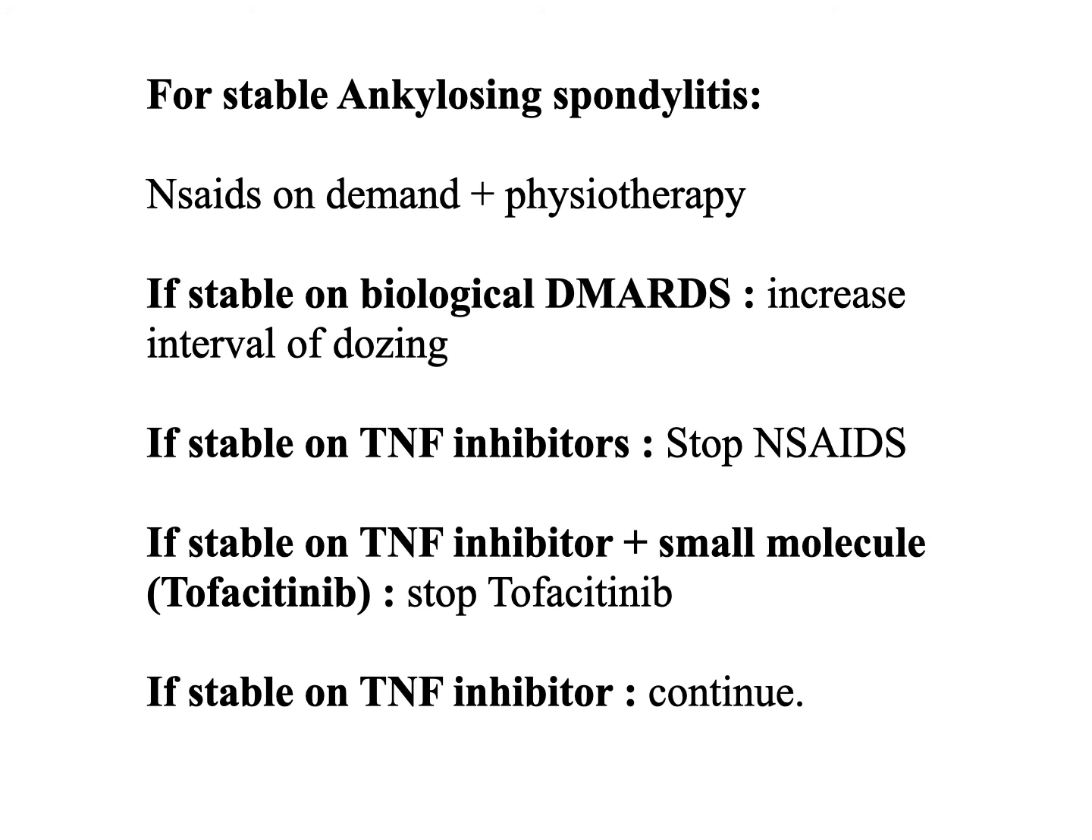For stable ankylosing spondylitis, NSAIDs on demand are given and physiotherapy is given. If the patient is stable on biological DMARDs like sulfasalazine, increase the interval of dosing. If the patient is stable on TNF inhibitor, then NSAIDs are stopped. If the patient is stable on TNF inhibitor and a small molecule like tofacitinib, then tofacitinib is stopped. If the patient is stable on TNF inhibitor alone, then it is continued.